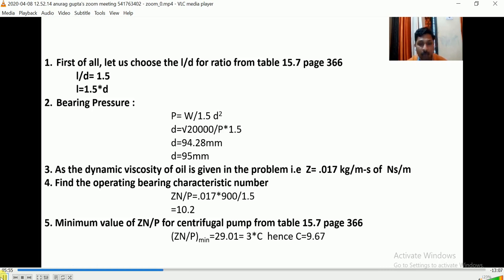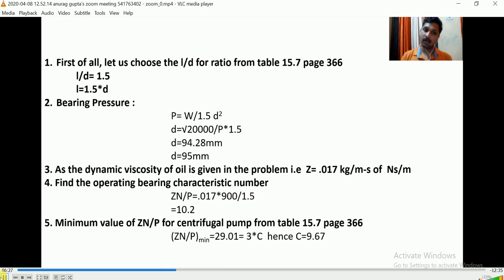Now we have to check, with this length of the bearing and diameter of the journal, whether the bearing is working under the fully hydrodynamic lubricated condition or under the partial lubrication condition. For that we have to find the operating bearing characteristic number. To find the operating bearing characteristic number, we need Z, that is the dynamic viscosity of the oil.